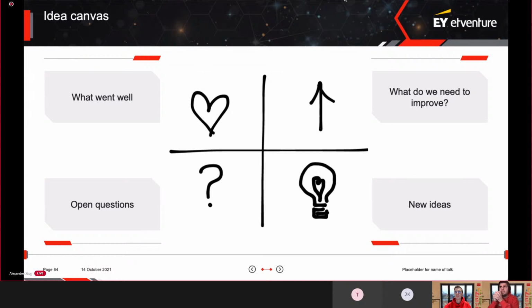What went well? What do we need to improve? Open questions and new ideas. All of this we usually do silently. So nobody explains to the user what he sees, what he needs to do, what he has to think of. We always ask the testing user, okay, please think out loud. Please tell us what you think of that solution, of that functionality, of that button. So do you understand that? What went well? Is it a good part? Do you understand clearly? Is the user directed to the call to action button or not?